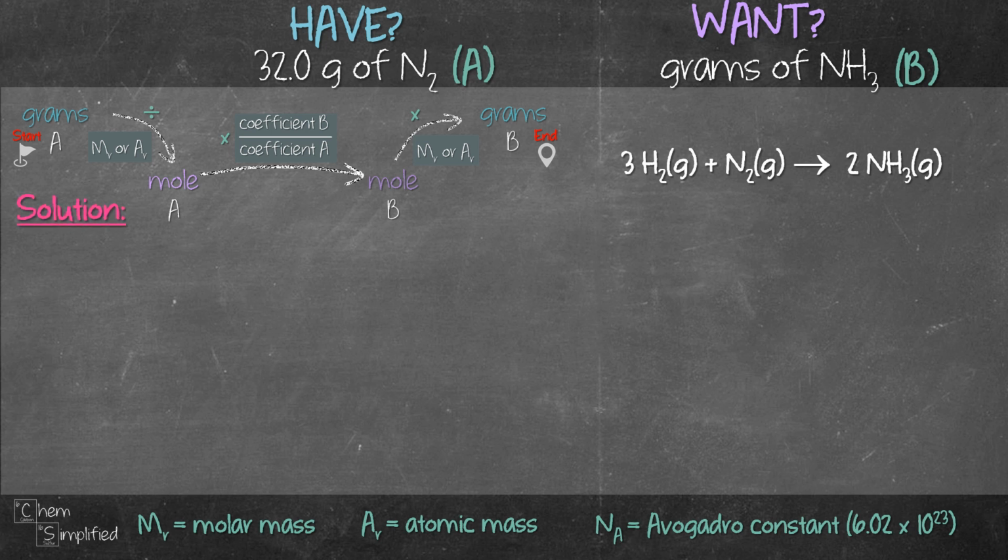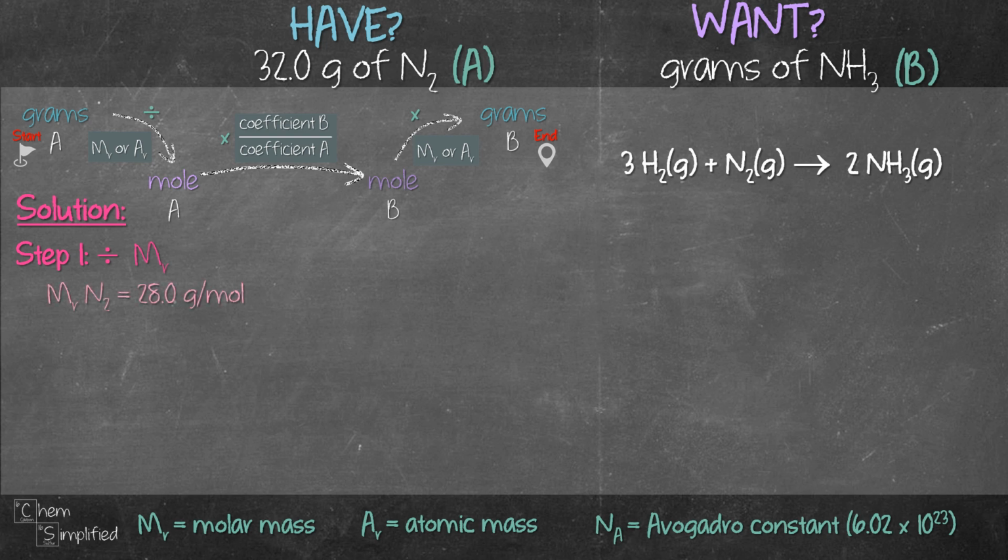In step 1, we'll go from grams A to moles A. In step 2, we'll go from moles A to moles B. And in step 3, we'll go from moles B to grams B. So that's our plan. Step 1 is to divide the given mass, which is 32.0 grams, by the molar mass of A. A in this case is nitrogen, so that comes out to be 28.0 grams per mole.